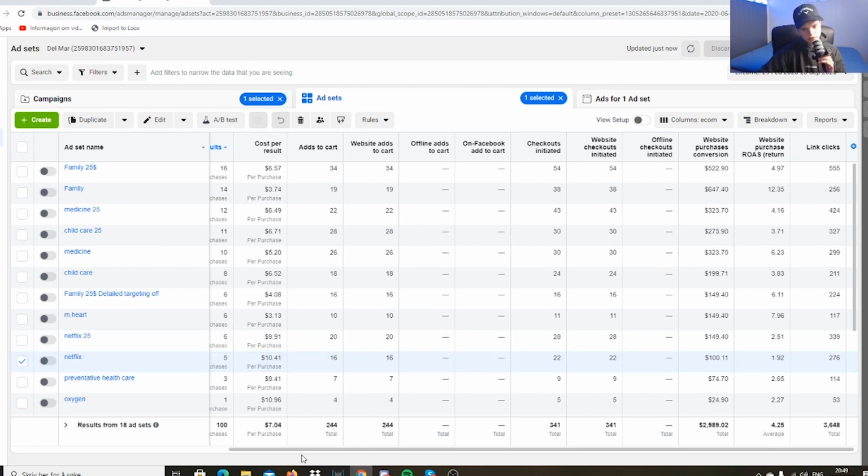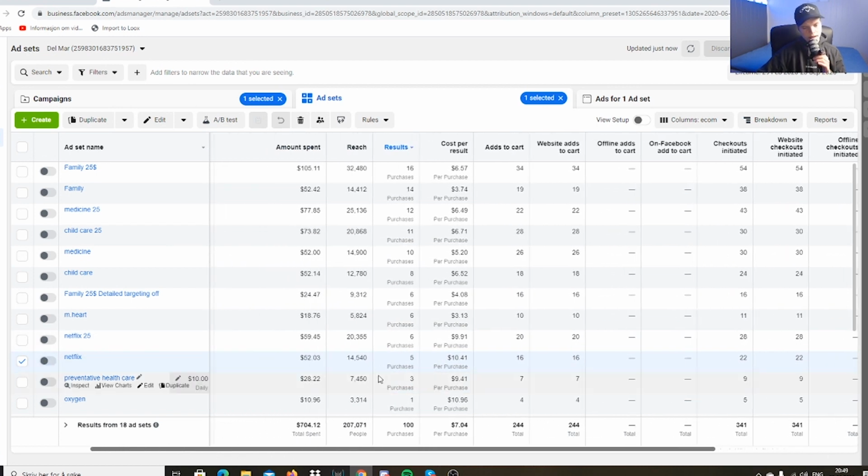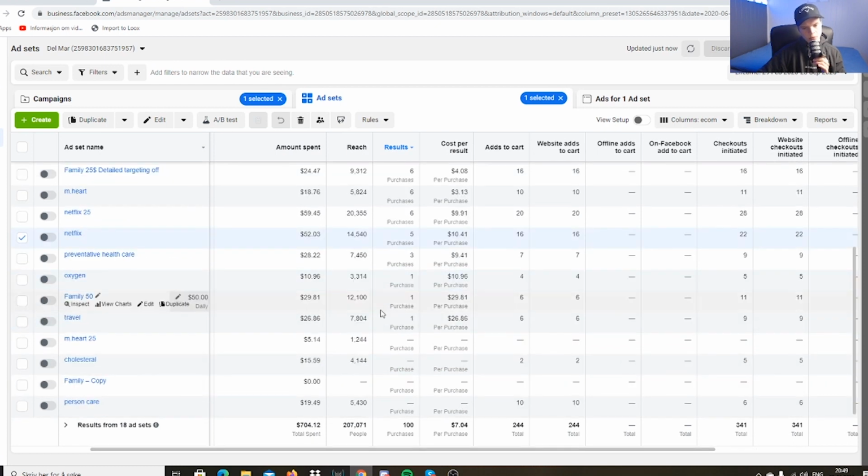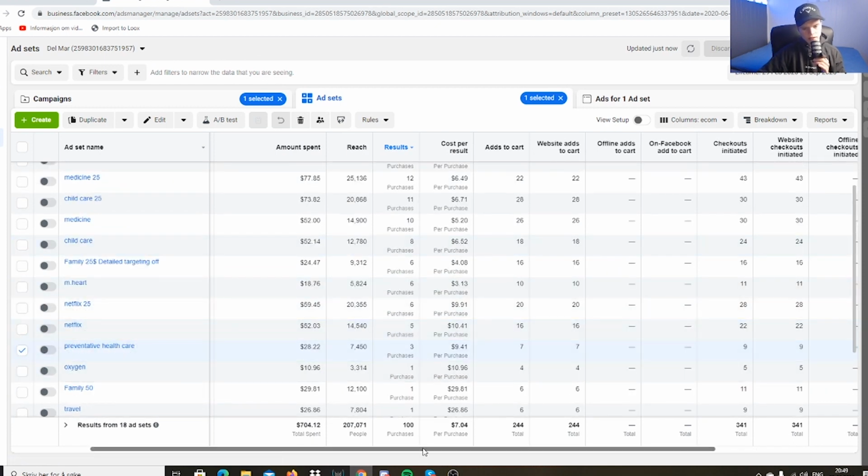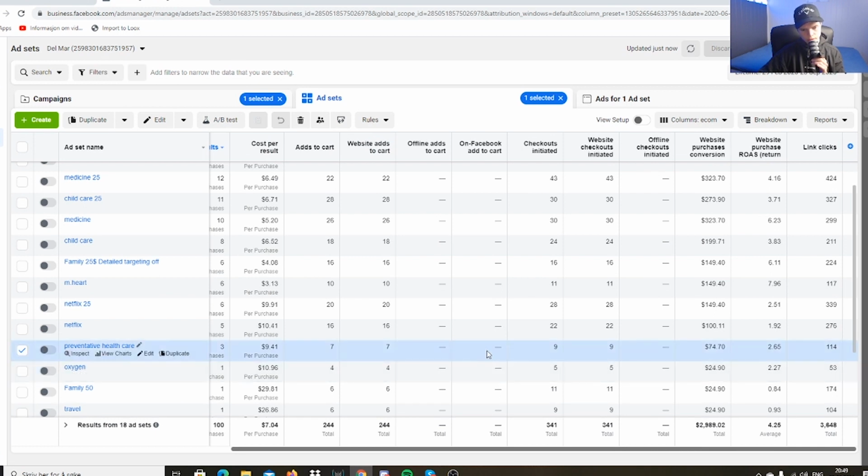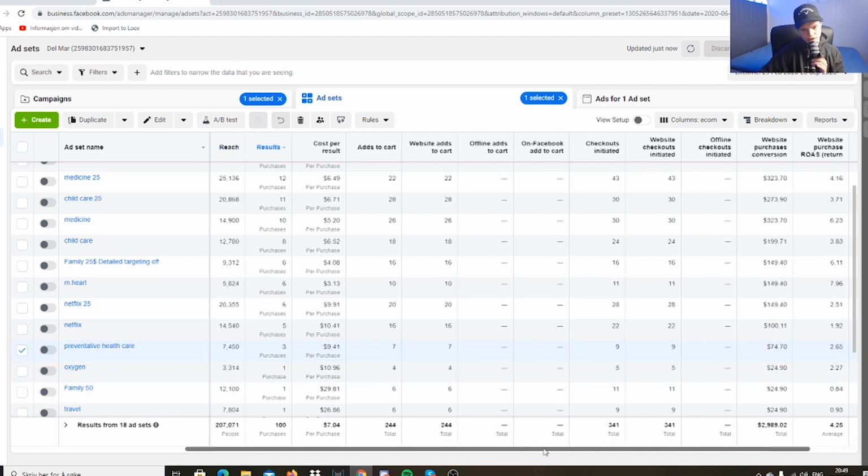So when do you scale an ad set is something you guys probably have as a question. And I would say you have to scale an ad set when you have 3 sales in one ad set. This one doesn't sit at the highest ROAS. I'm pretty sure we got preventive healthcare here. Oh, it's actually 2.65, so it is decent.